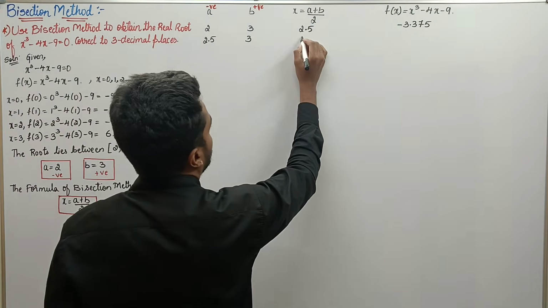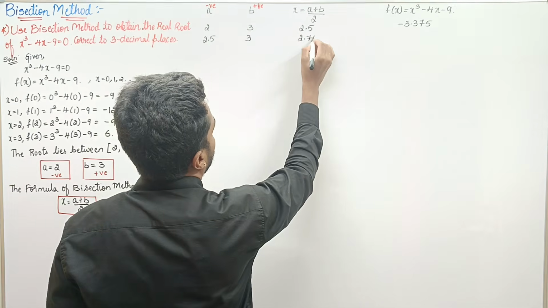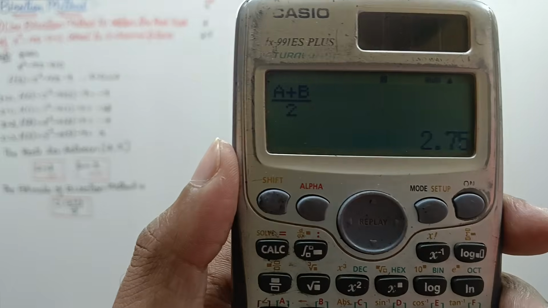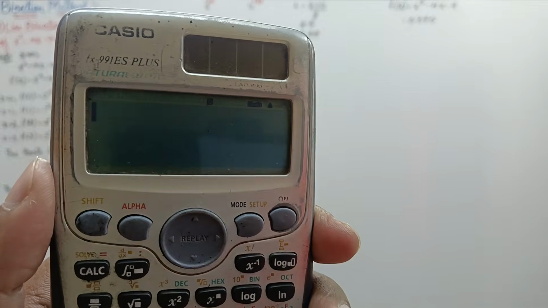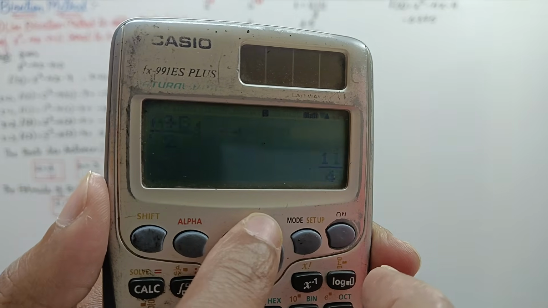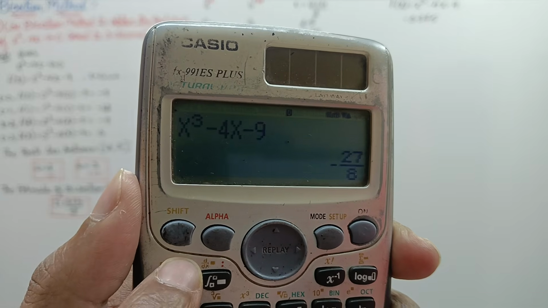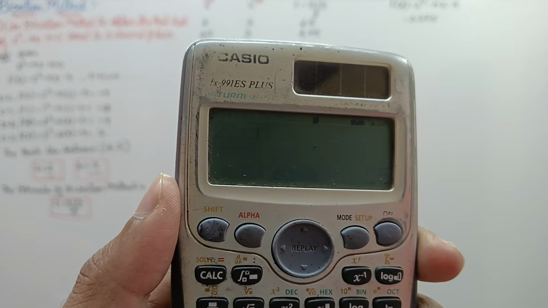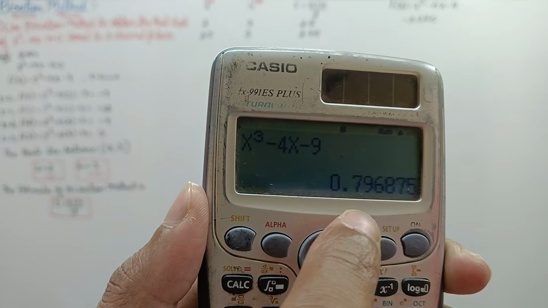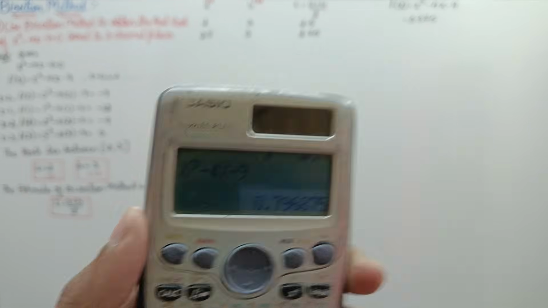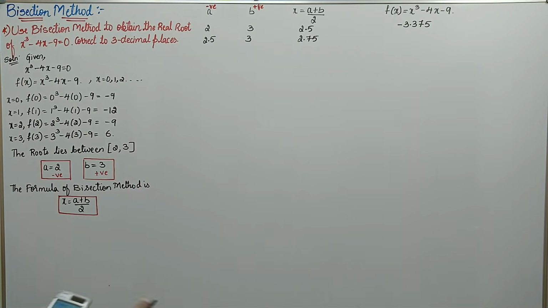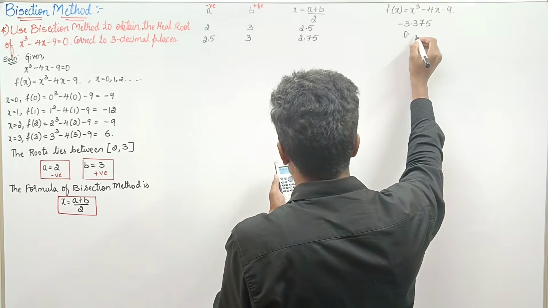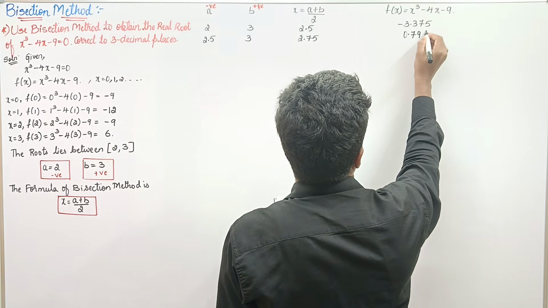You get 2.75. Now again press AC. After that, press AC, press the upper button till you get function value, press calc, apply 2.75 equals, you get the value 0.7968. Since I need only 3 decimal places, I am going to consider only 3 decimal values, 796.